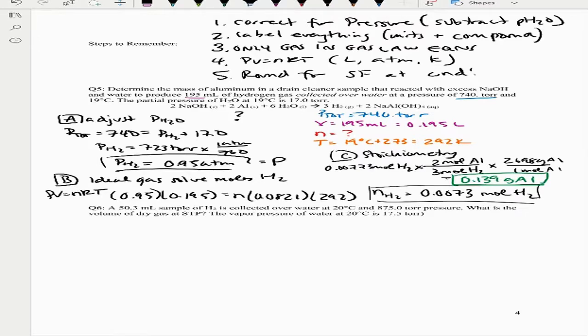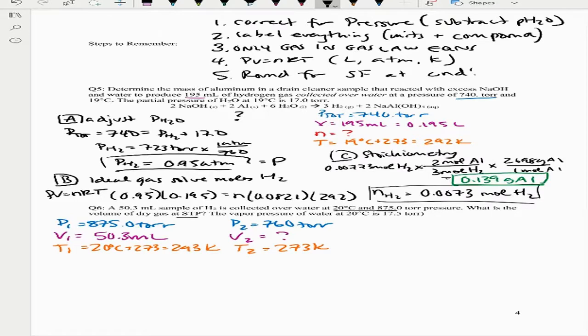Question 6 is interesting because we're actually comparing two different scenarios. We have the first condition, and then the second condition is STP. That means instead of using the ideal gas law, we're actually going to use some sort of comparative relationship such as Charles's, Boyle's, combined, Avogadro's. So let's find out what information this problem gave us in order to determine which law we're going to use. Now that we know that we're changing pressure, volume, and temperature, and we're keeping our amount constant, which means our moles are constant, we're going to be using the combined gas law.